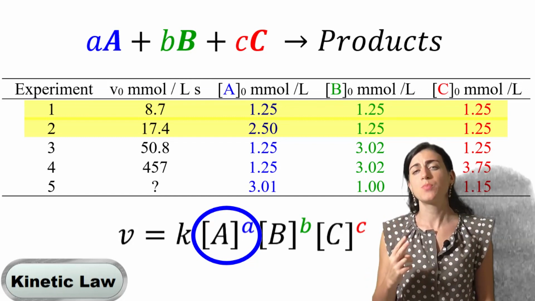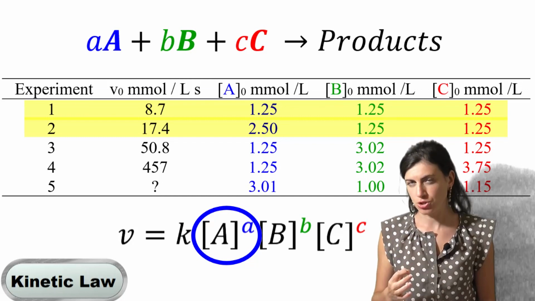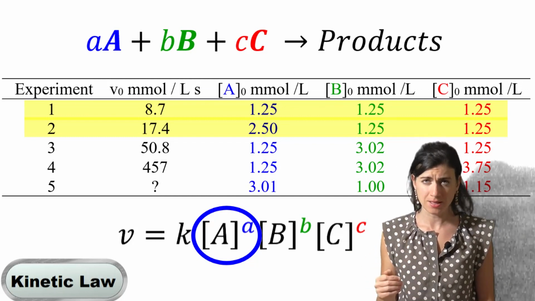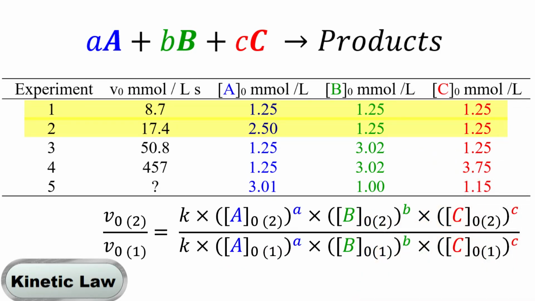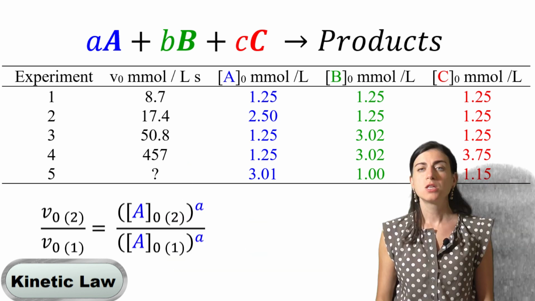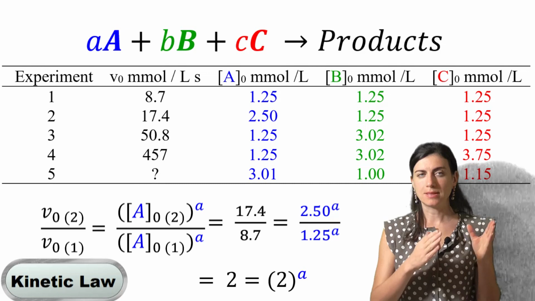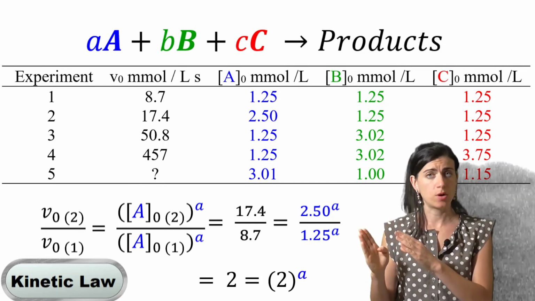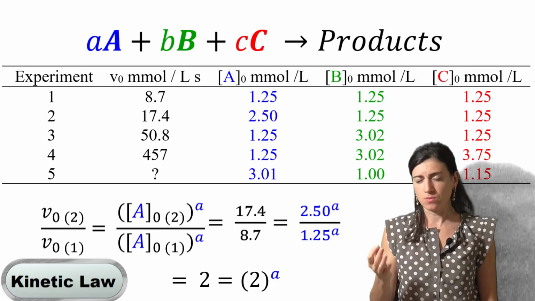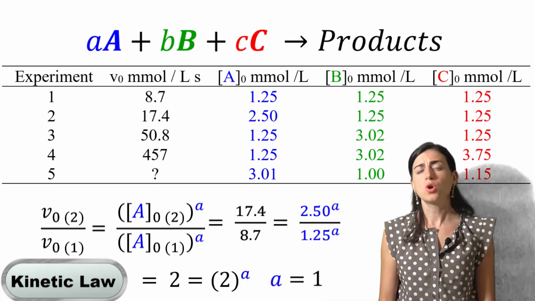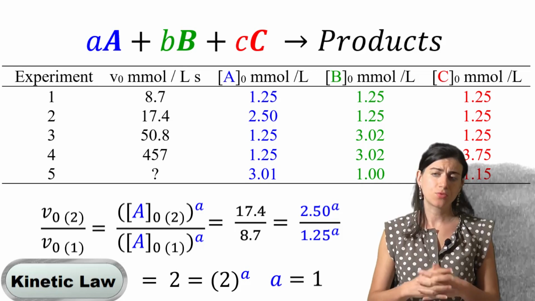Therefore, from these two experiments, I can get the information on the influence of A on kinetics by writing this equation. Since the concentrations of B and C in experiments 1 and 2 are equal, we can erase them. And the same we can do with the constant k. Hence, the equation becomes this one. So now we can put numbers in our equation, so we will get that 2 equals 2 to the power A. Now it's easy to understand that A, in this case, is simply 1. So we have now obtained the first order.